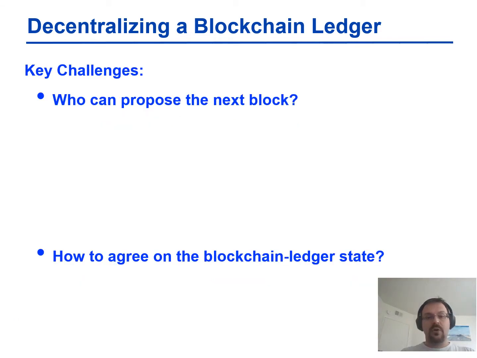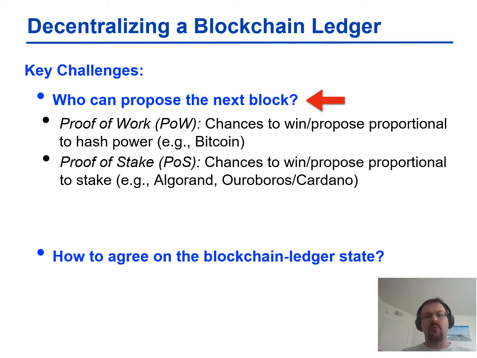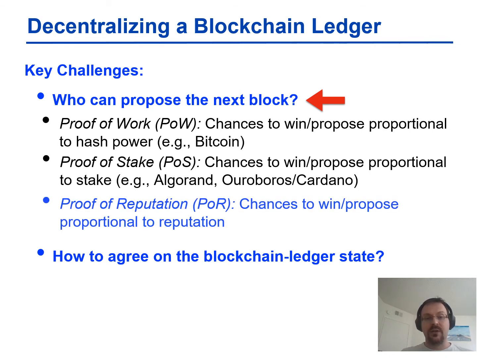So to make this a little bit more concrete, the two key questions that we ask when we're designing a blockchain ledger protocol are who can propose the next block, and how can the miners agree on the blockchain ledger state. The first question is the one that mainly differentiates the different technologies that are used for implementing blockchain ledgers. The two most widely known are proof of work, in which the person that proposes the next block is chosen according to the hash power he invests in the system. The second one is proof of stake, where the person with the highest stake has highest chances of being chosen to be the next block proposer. And the one we consider here is proof of reputation, in which the chances to be the one that proposes the next block are proportional to one's reputation.